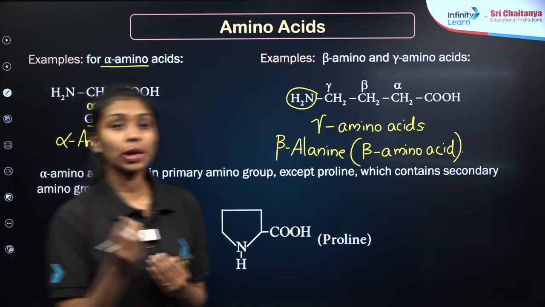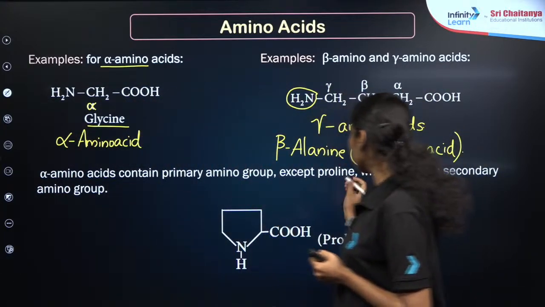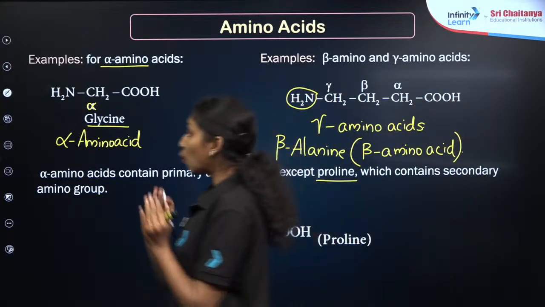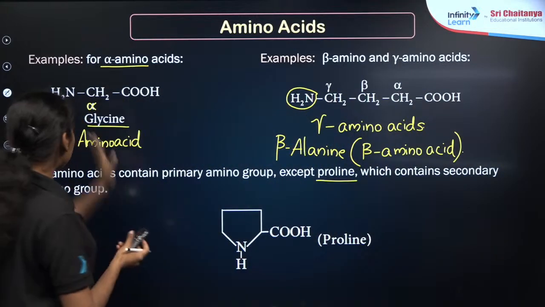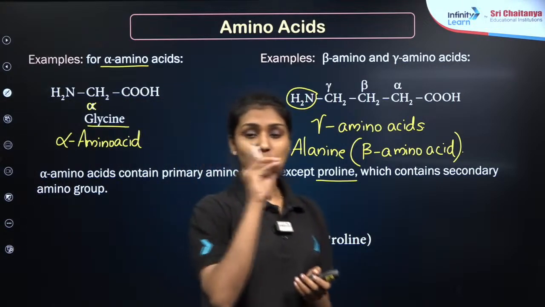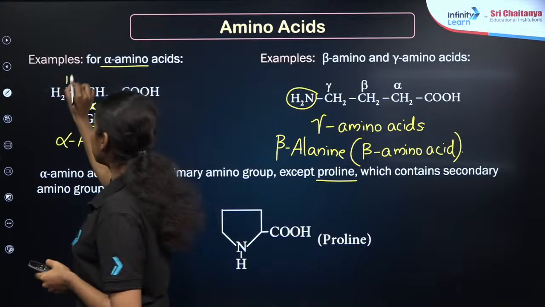There are a few important amino acids you have to memorize. Among them, one important one is proline. As you can see over here, the structure. In the case of all the amino acids, the NH2 group is present on the alpha carbon. So we can say that it is a primary amine, right? This will be a primary amine.